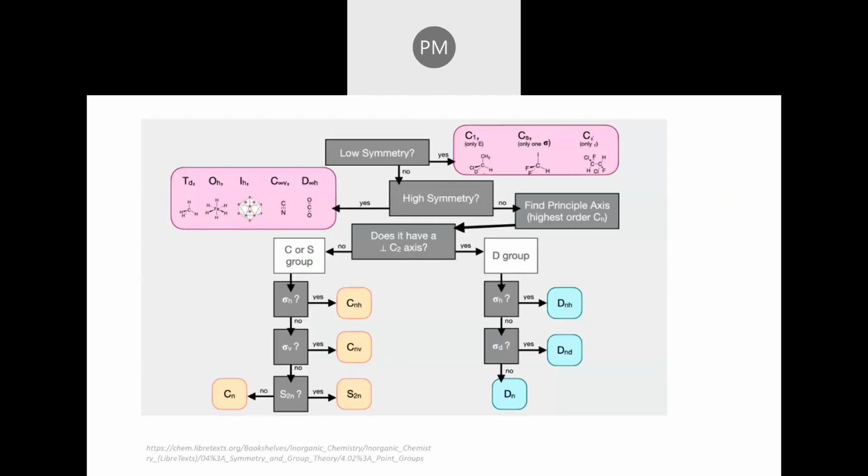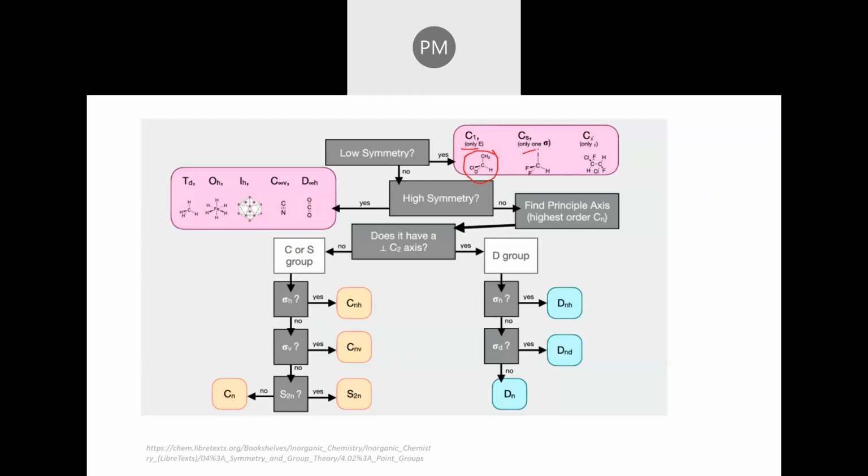There will be C1, that is the rotation after 360 degrees. So every molecule has C1. After a 360 rotation, every molecule has the same configuration. So this would be the identity of the molecule. Any molecule has that C1.